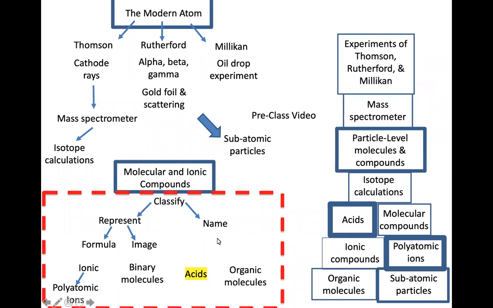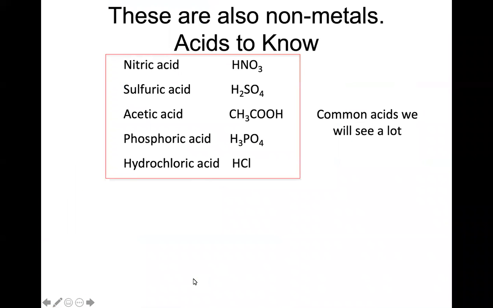Looking a little bit then at the remaining categories of classifications. When it comes to acids, let's start by knowing the small group here of acids. These are also comprised only of nonmetals. These are common acids that we're going to see a lot in this course. So let's begin our understanding by having memorized the common ones.